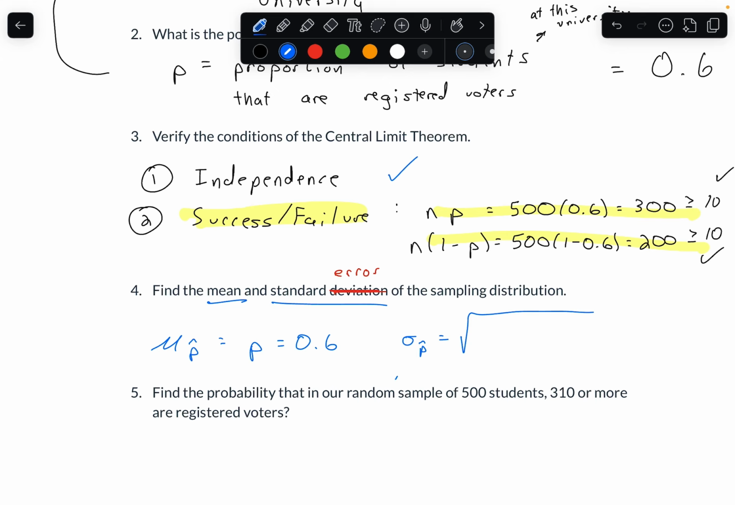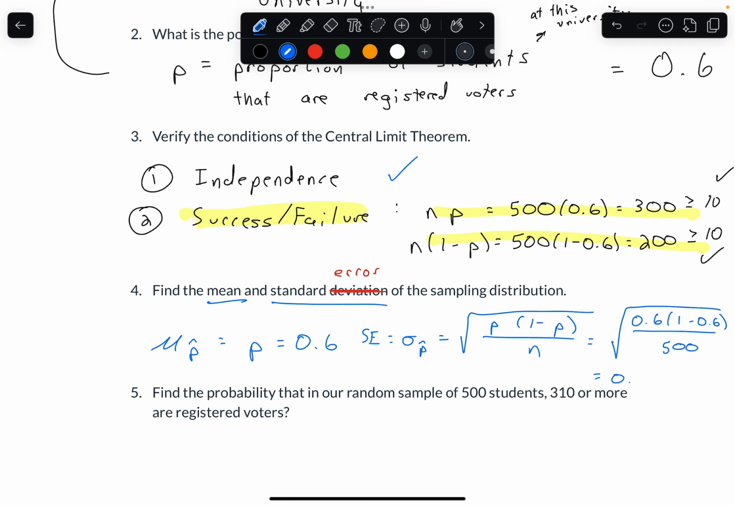But if I want to calculate the standard deviation or the standard error, we might use SE for standard error. I want to use the formula square root of p times 1 minus p divided by n. So here I'm going to have to do a little bit of calculation. We said p is 0.6 times 1 minus 0.6 divided by n, we said 500 was our sample size. So here we are going to have to grab our calculator. Square root of 0.6 times 1 minus 0.6, which is 0.4, divided by 500 gives me 0.0219.